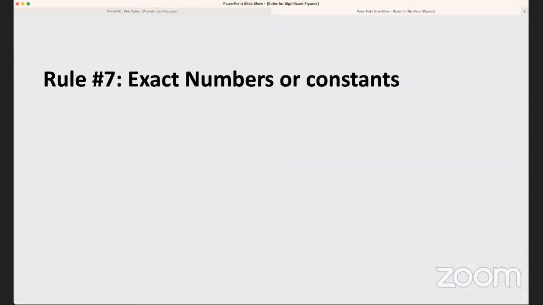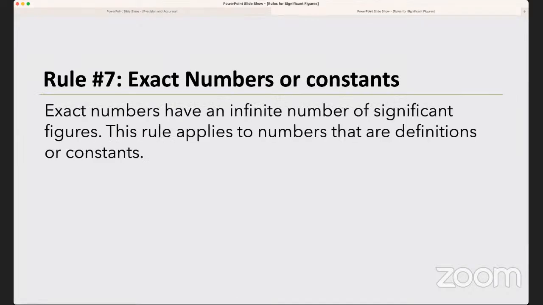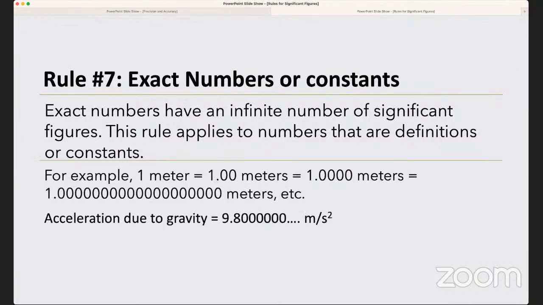Rule number 7, exact numbers or constants. An exact number or constant is assumed to have an infinite number of significant figures. These are numbers that are used to define certain quantities or constants. For instance, the conversion factor between, let's say, meters and kilometers and so on.